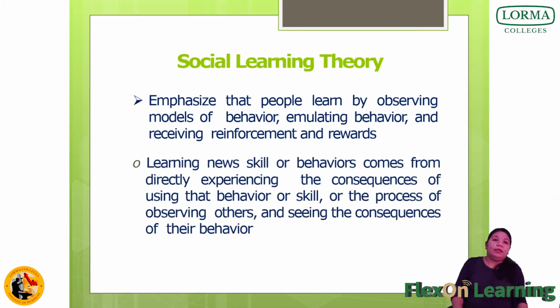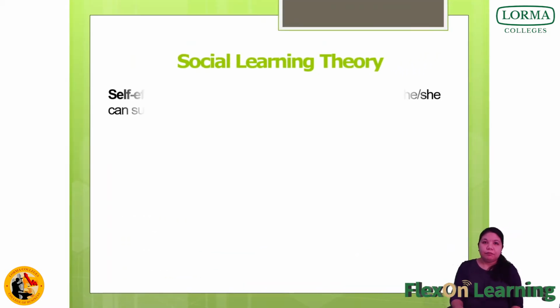Okay? Then learning new skills or behaviors comes from directly experiencing the consequences of using that behavior or skill, or the process of observing others and seeing the consequences of their behavior. Say, for example, I will observe that person if she has really been successful in her career. By that, I will also follow her footsteps. That's an example of social learning theory. Okay.